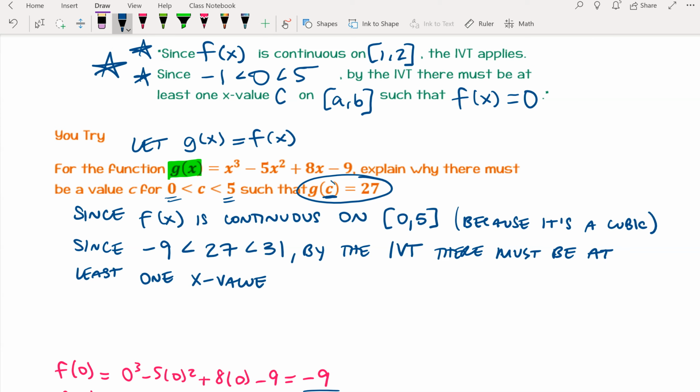c, they called it c here, right? X value c on, oh no, I wrote AB here on the example, and I meant to write my interval. So instead of AB, we're going to write our actual interval, 0, 5. There has to be some c in between 0 and 5, such that, and we finish it off by writing what they were asking us to prove, such that f, I wrote f instead of g, remember, f of c equals 27.